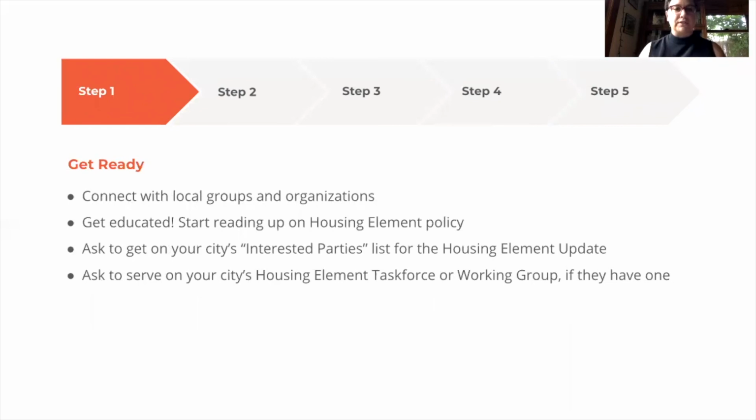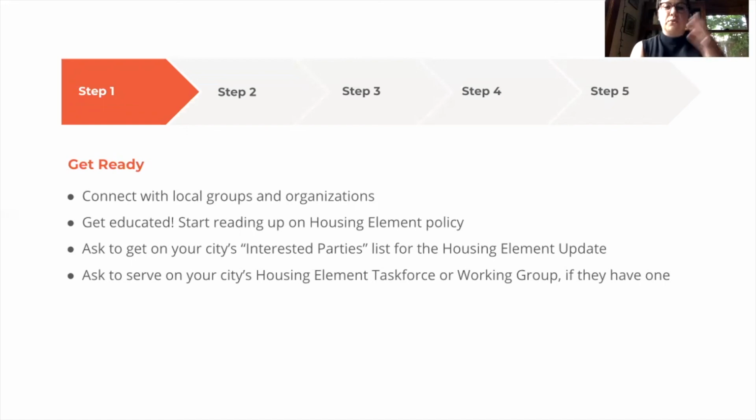So during the first beginning stages, which is kind of where a lot of the Bay Area folks are, but even there's opportunity for us in Southern California too, is to start connecting with your local groups and organizations. SV at Home is doing their kickoff event, which is awesome. Get educated on housing element policy. It can get kind of technical. So, there's a lot to learn there.